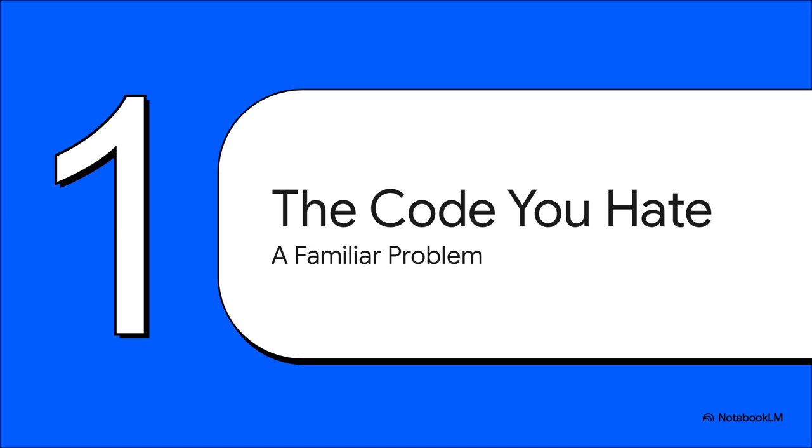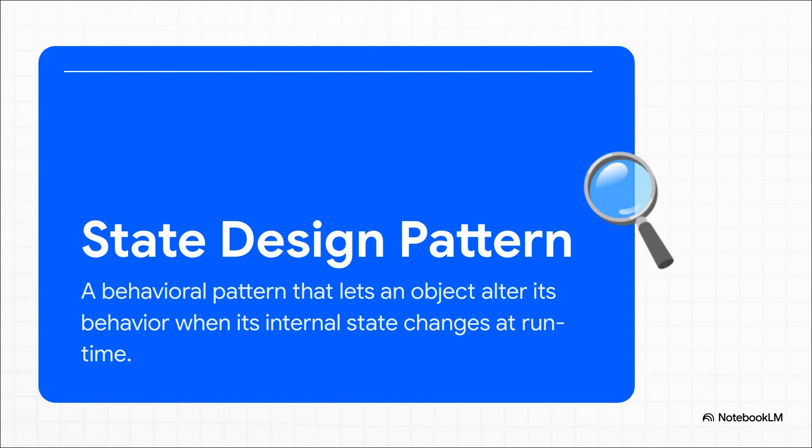All right, let's set the scene with a problem that I bet every single one of us has faced. You start with a simple object, but then it starts to grow, and before you know it, it's tangled up in this massive, messy web of conditional logic. It's that kind of code that becomes a total nightmare to maintain or even just to look at. And here is our escape hatch. The state pattern is the clean way out of that mess.